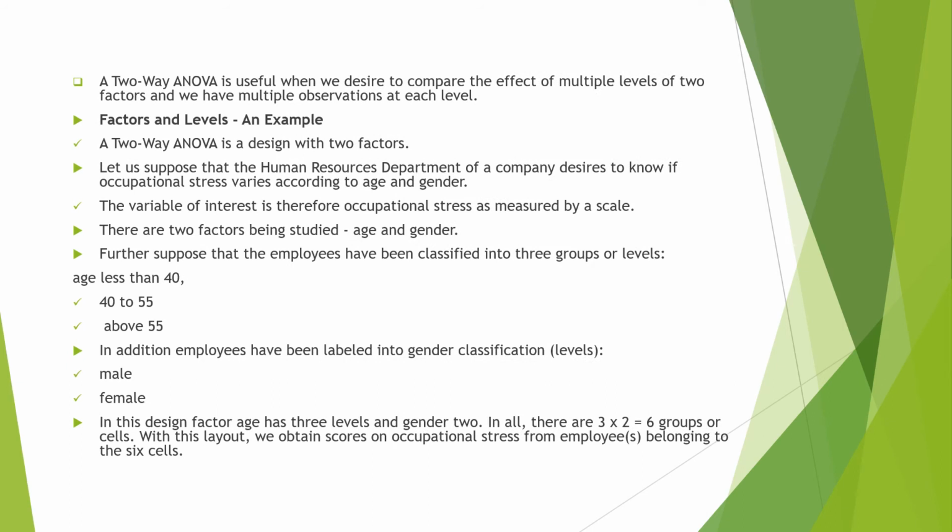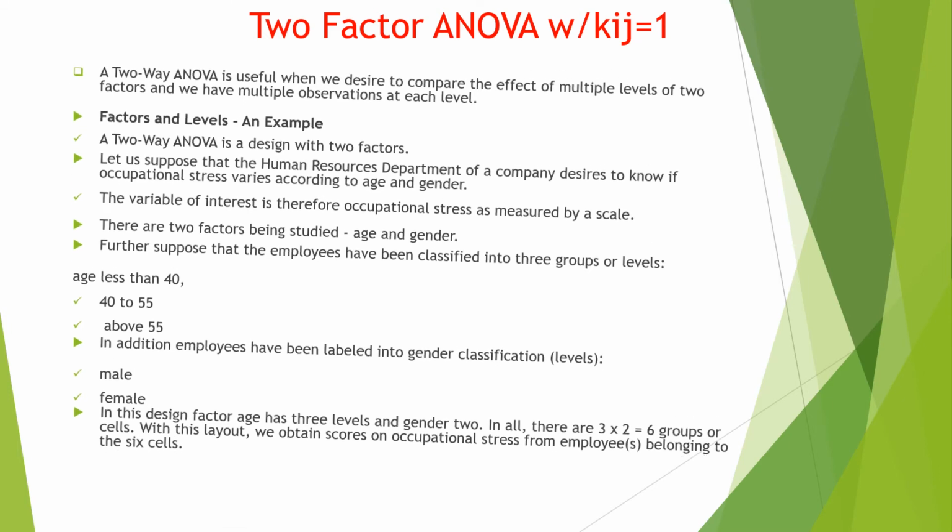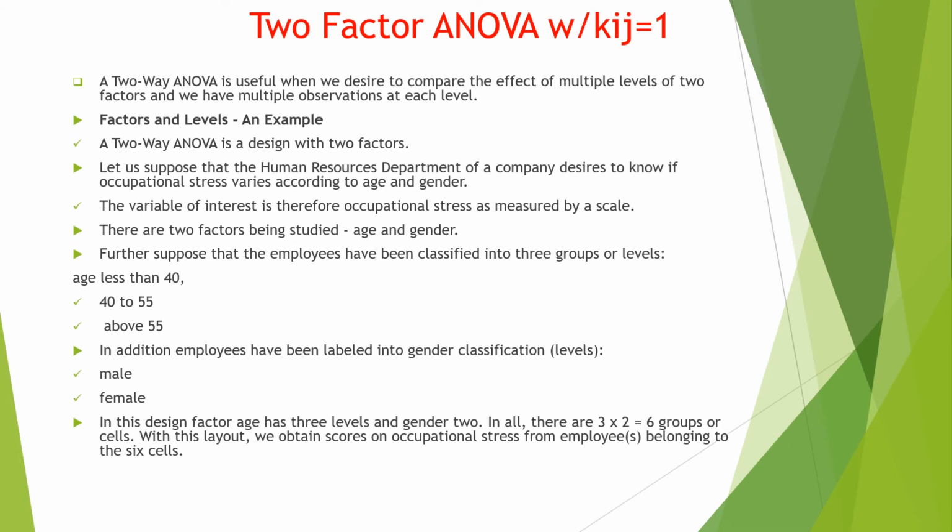So, for example, let us suppose that the Human Resources Department of a company desires to know if occupational stress varies according to age and gender. The variable of interest is therefore occupational stress as measured by a scale. There are two factors being studied, age and gender. First, suppose that the employees have been classified into three groups or levels by age: above 55, 40 to 55, and less than 40. In addition, employees have been labeled into gender classification, male and female.